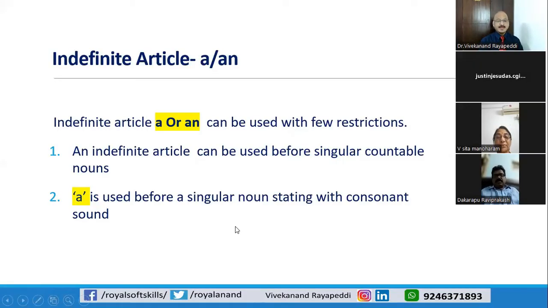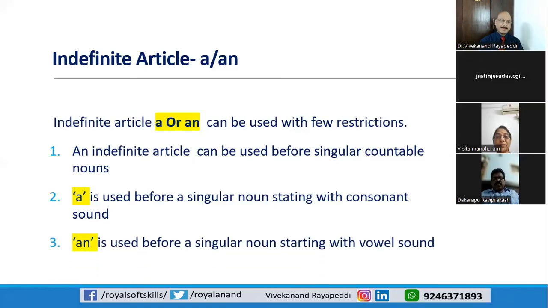Now, let us come further, to the vowel sounds and the consonant sounds. A is used before a singular noun starting with a consonant sound. An is used before a singular noun starting with a vowel sound. This is a very, very important aspect I am telling you now. Wherever you go and ask people, when should we use an? Oh, very simple, sir. Whenever a noun is starting with a vowel, we have to use an before that. This is the answer so many people give.